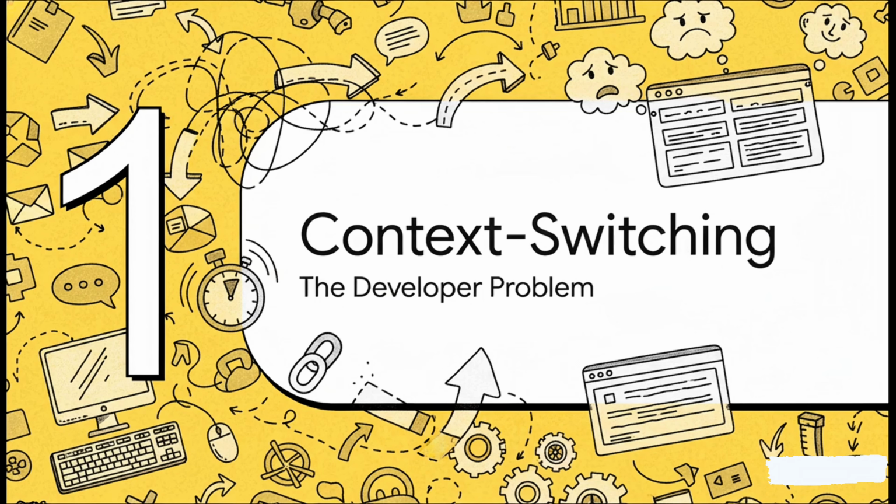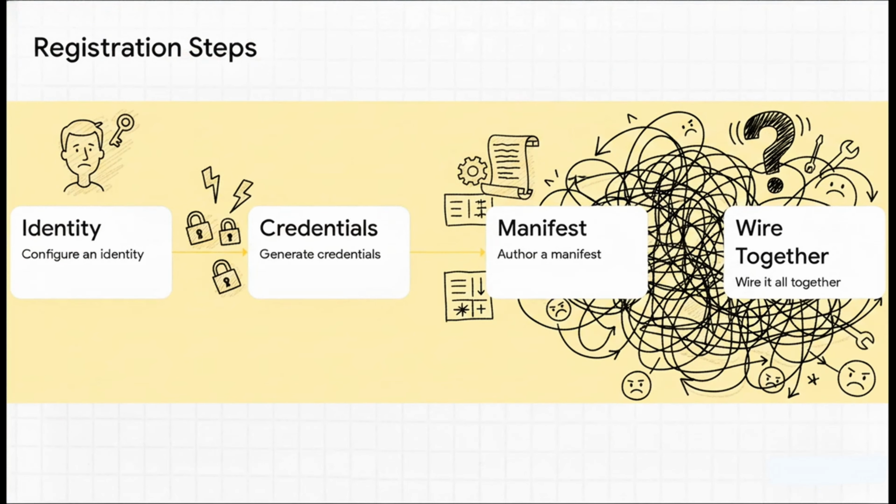Let's dive right into this because this is the exact friction point that just kills developer momentum today. Right now, getting an agent actually working in Teams is a bit of a gauntlet. First, you configure an identity. Then you generate your credentials. After that, you have to manually author a manifest file. And finally, you have to carefully wire all of these disparate pieces together. Sure, each of these steps is relatively straightforward on its own, but put together, they create an absolute headache that drains your time before you even start building.